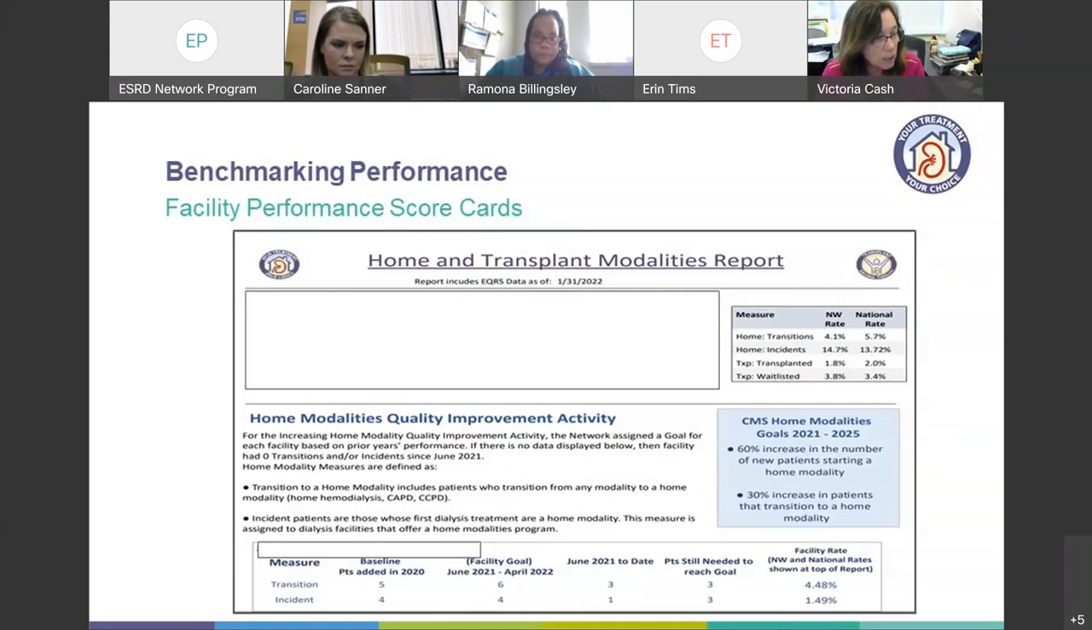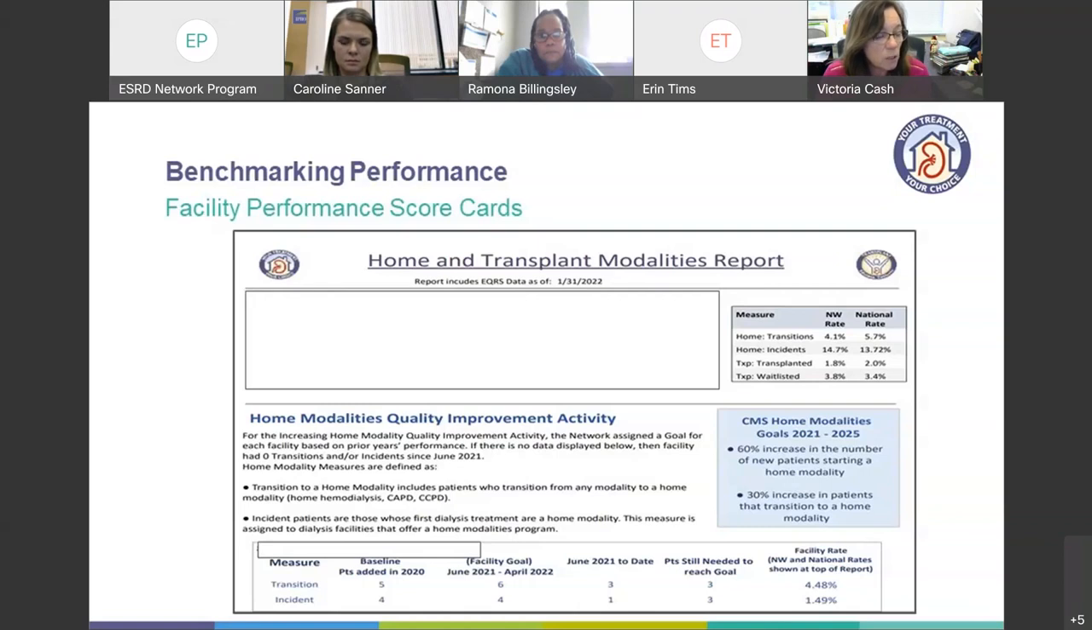So in this particular example, the facility put 6 patients on from their prevalent population and 4 from their new patients. They had done this many movements, 4 patients moved to date, and they still needed to move another 6 to get to their home goals. And we even put the national and network rates on here. And this report is combined with transplant, so transplant numbers are on the same report. So we do a modalities report for all of you to show how your facility is moving and what it is doing and how it ranks with the rest of the network and the national rate.